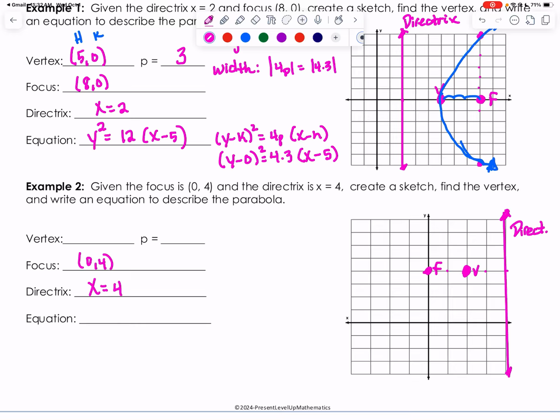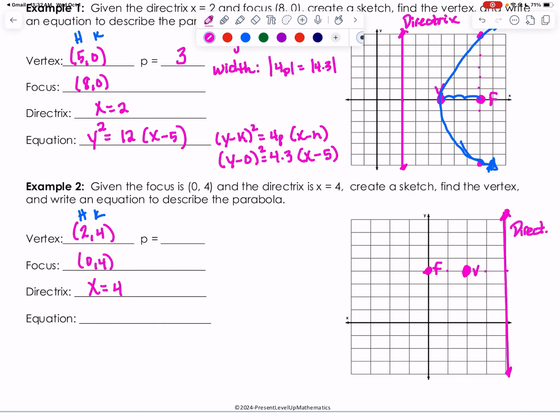So I'm going to put a V right there. And then to label that point, that would be 1, 2, 3, 4. So our vertex is 2, comma 4. And just by way of remembering, I'll put an h, k above that.